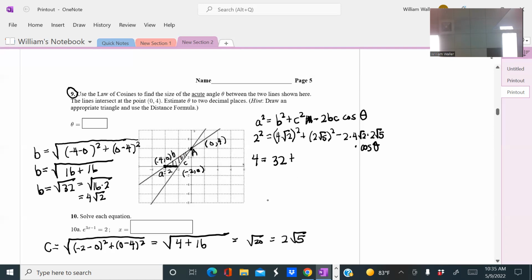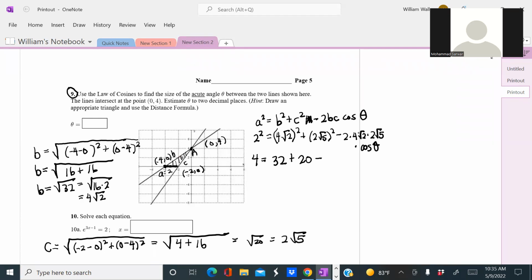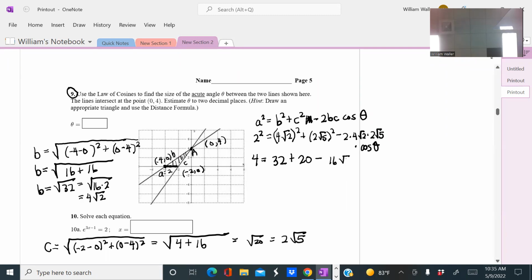Plus, when you square this, you're going to get 20. Because 2 times the square root of 5 was the same as the square root of 20. Square root of 20 squared is 20. And then minus, and now you're going to need your calculator to help you with this part, though. Somebody want to help me with that? That's 2 times the square root of 32 times the square root of 20. It's also, by the way, 16 times the square root of 10.